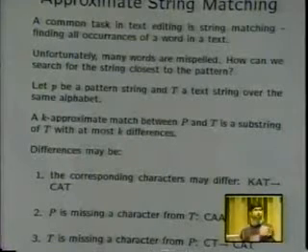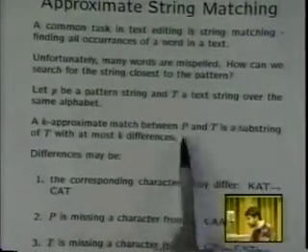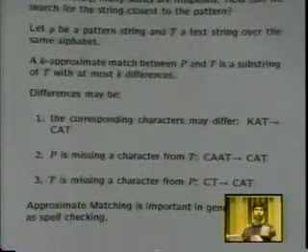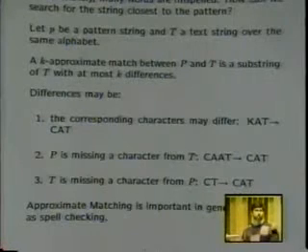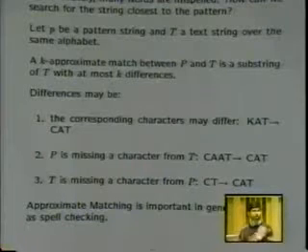So in general, I claim that what we want to do is take as input a text string, and as input a pattern string, and find what is the smallest number of insertions, deletions, and substitutions we need to do to convert one to the other. Okay? That is what we mean by approximate string matching. Okay, any questions?